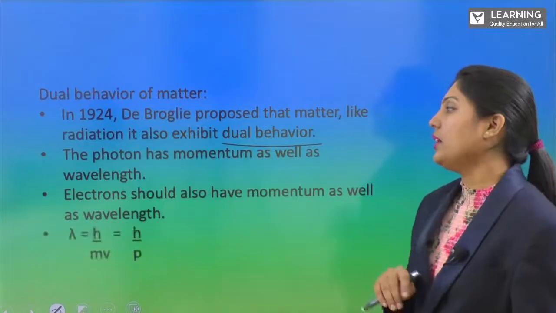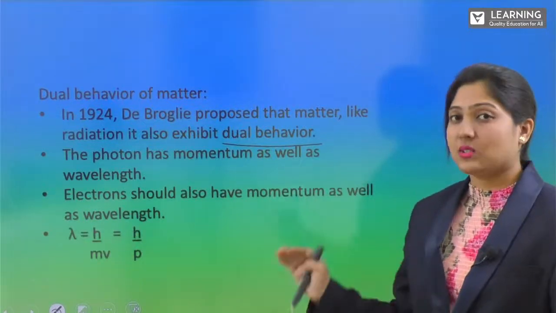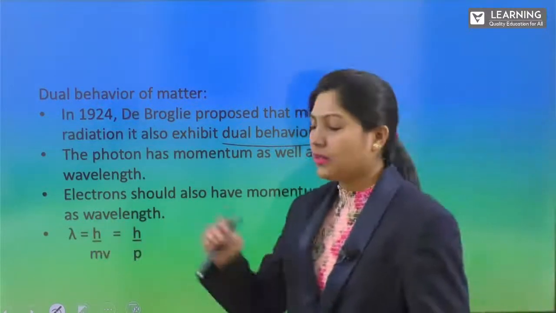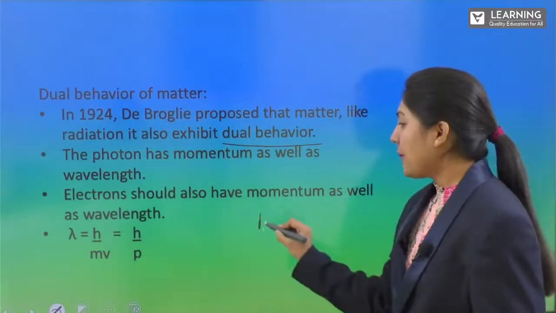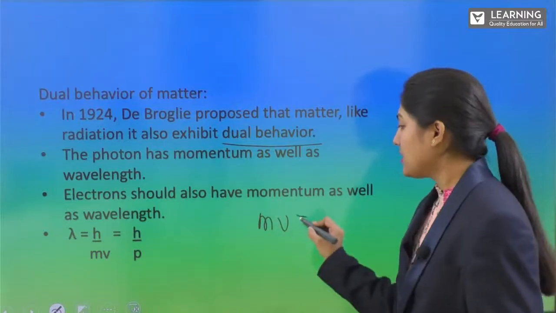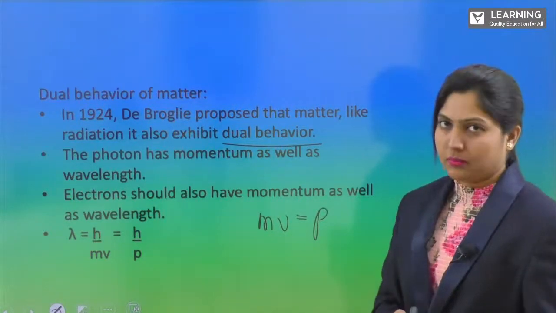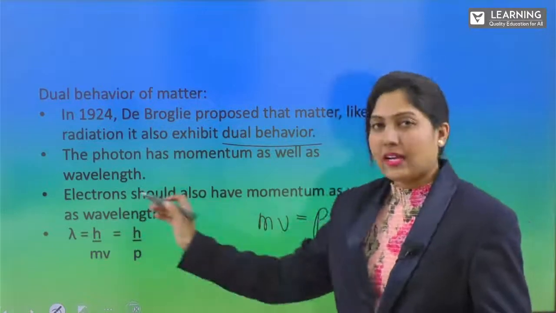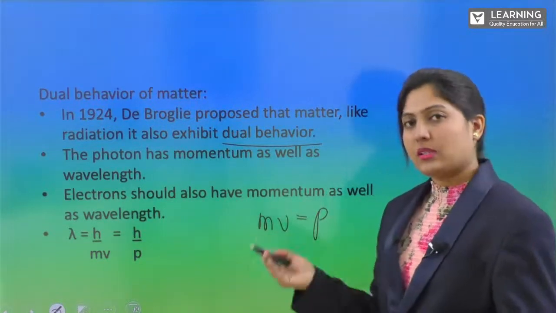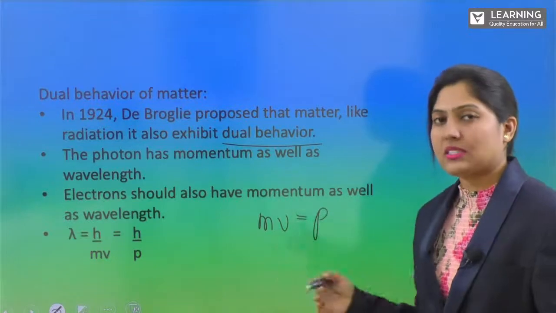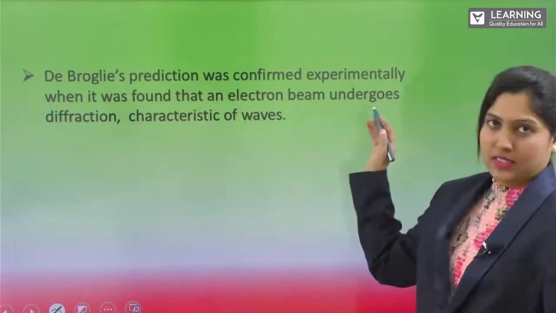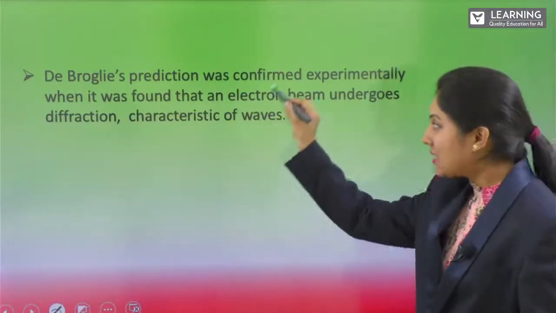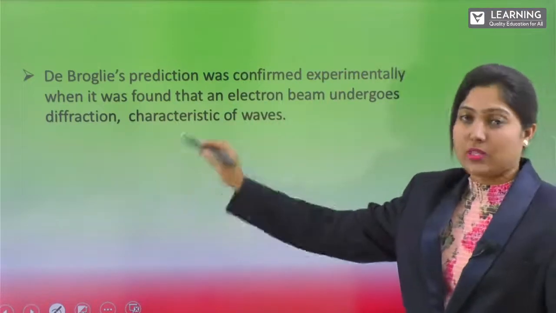This is what was given by de Broglie, and he has his own equation: lambda equals h by mv. mv is nothing but mass into velocity, which in physics is called momentum. So we take lambda equals h by p, that is, Planck's constant divided by momentum. De Broglie's prediction was confirmed experimentally when it was found that an electron beam undergoes diffraction and interference.